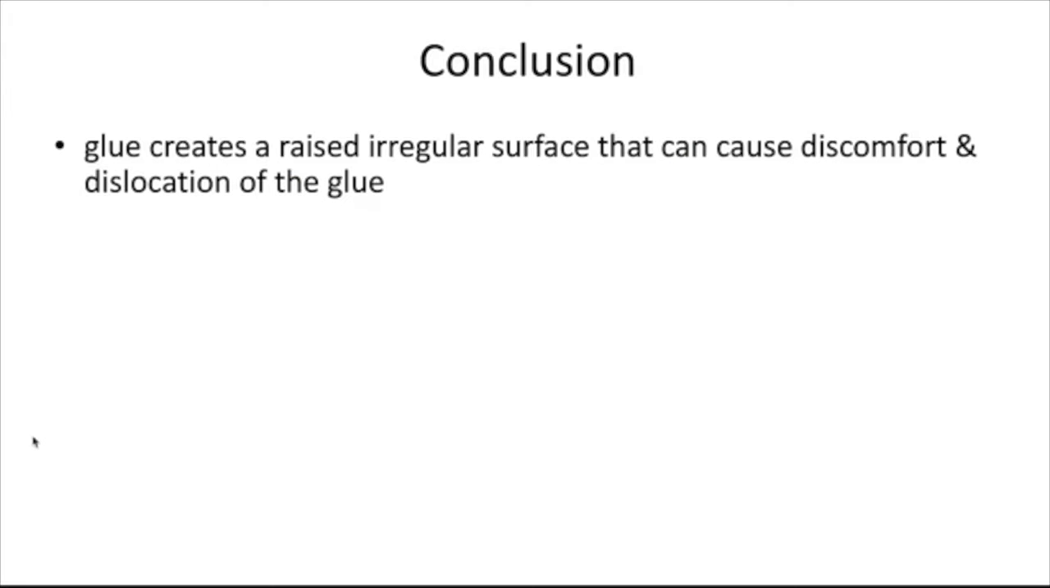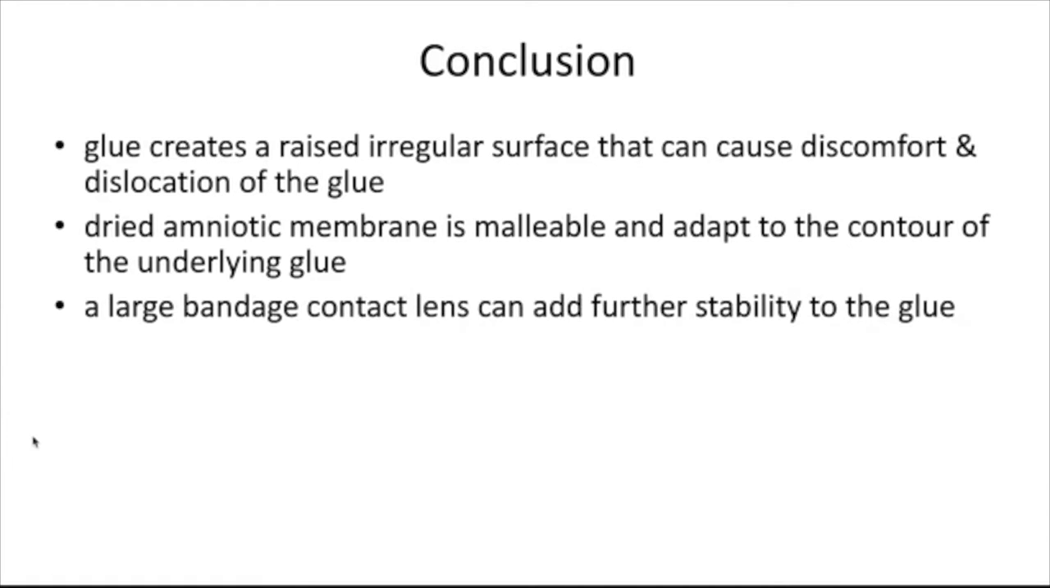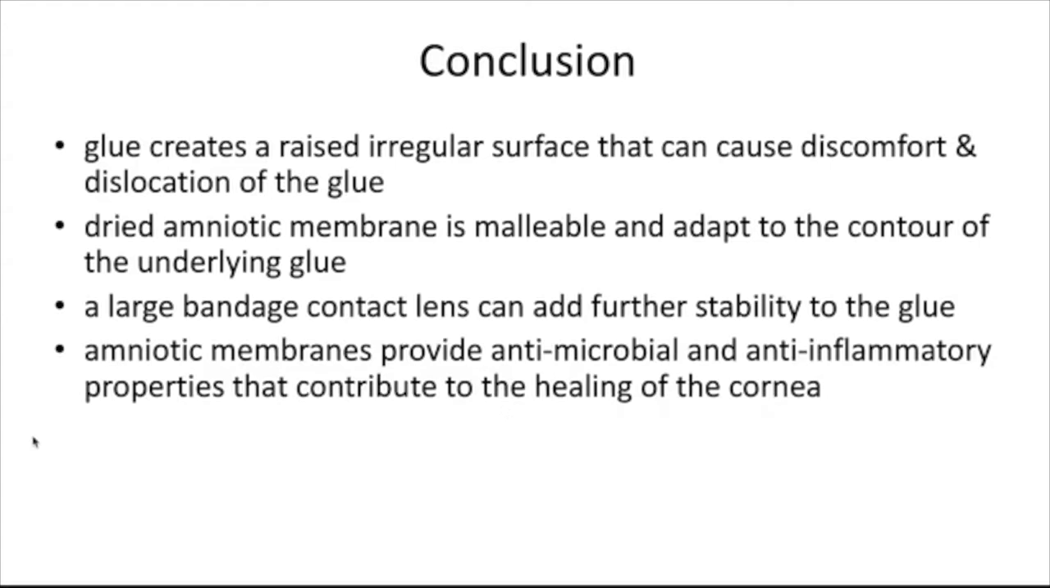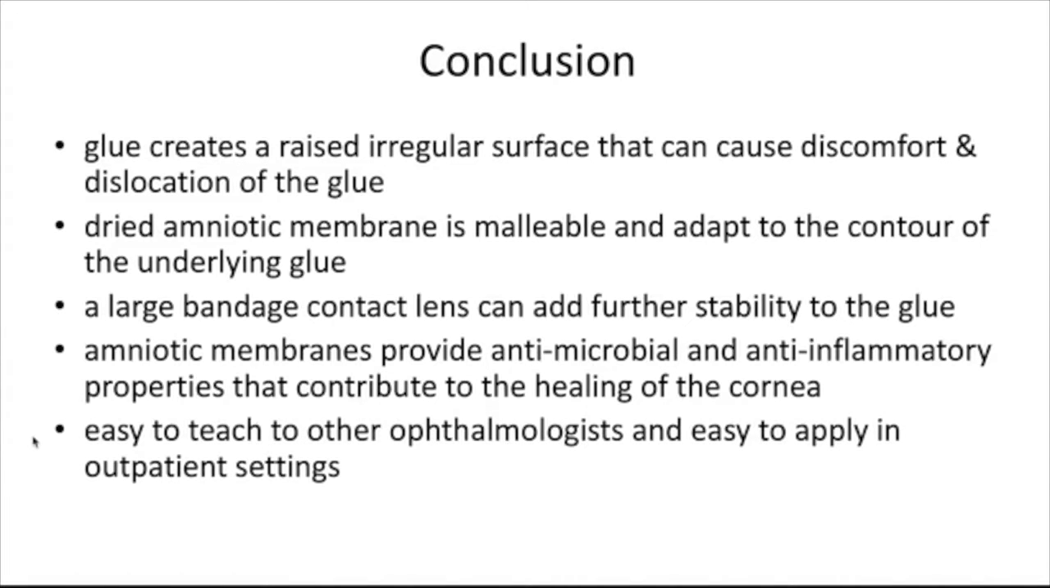So in conclusion, the glue creates, as I said, a raised irregular surface that can cause discomfort or dislodge the glue. The dry amniotic membrane is quite adaptable and adapts to the contour of the glue. A large bandage contact lens helps the stability, and the amniotic membrane provides anti-inflammatory and antimicrobial properties. It's very good, easy to teach, and can be used at the slit lamp.